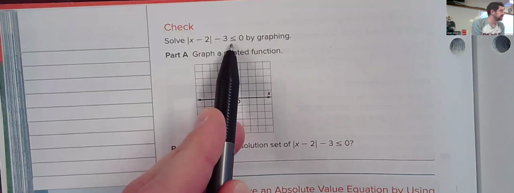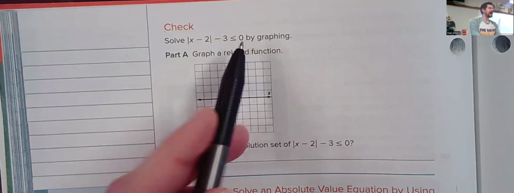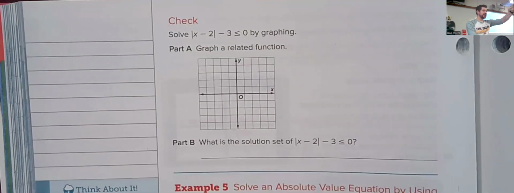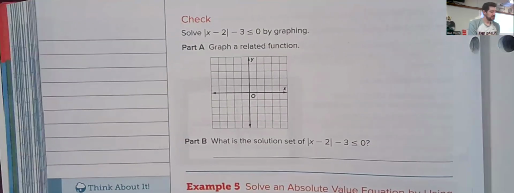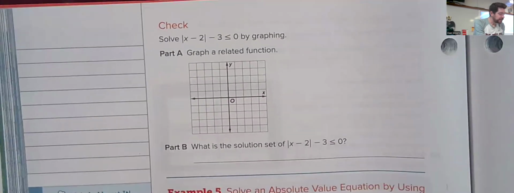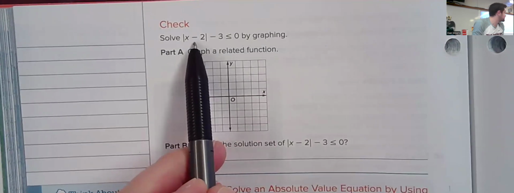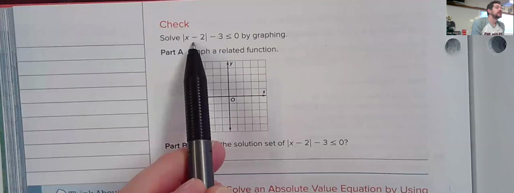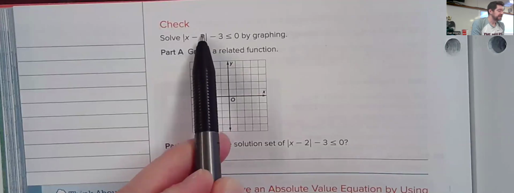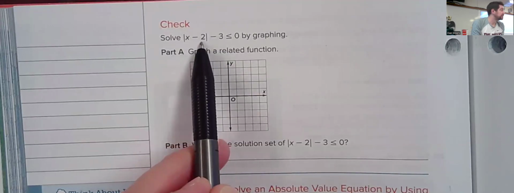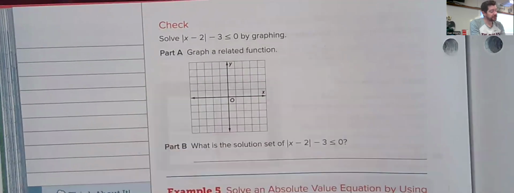This says less than or equal to 0. Less than or equal to 0 on the y-axis. Is that above the x-axis or below the x-axis? Below, yeah. So below the x-axis here, where is the vertex for this absolute value? What x value is the vertex? 2. Yeah, set that equal to 0, solve for x, add 2 to both sides, x equals 2. So the vertex, the middle of our absolute value, is at 2.